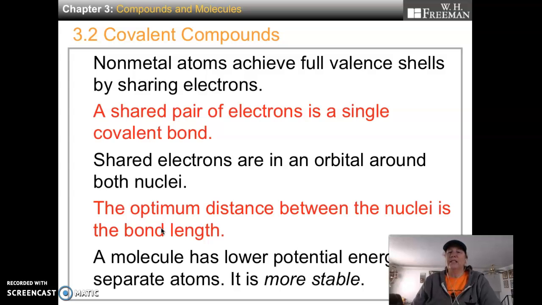Okay, the distance between the 2 nuclei is called the bond length. The shorter the bond length, the stronger the bond. Okay, if you think of it like a pencil, if you have a little short pencil and you try to break it, it's hard. If you have a long pencil, it's easy. So if the bond length is long, the distance between the 2 nuclei is long, then it's easy to break that bond. If it's short, it's really hard. So a molecule has lower potential energy than the separate atoms. The reason why they join together is it makes them much more stable.